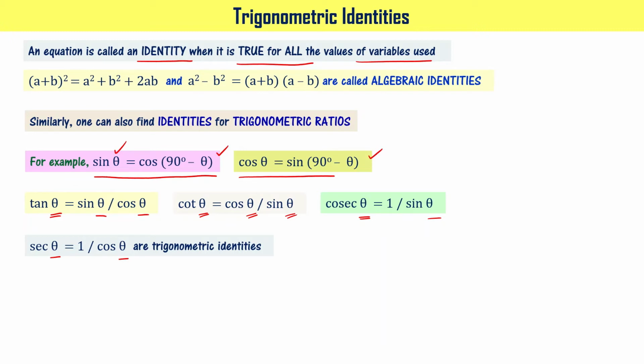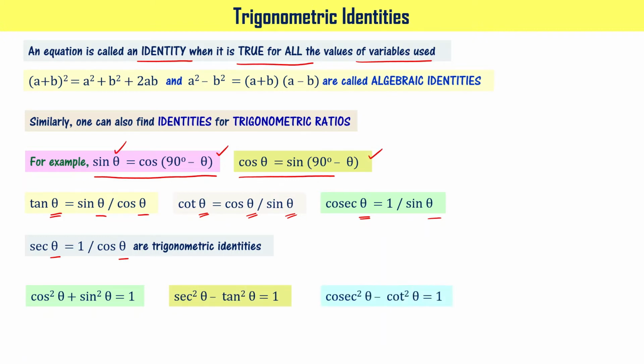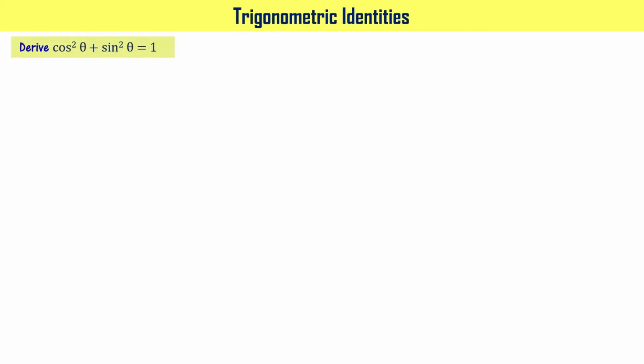In this video, we are going to learn a few more trigonometric identities. Those are cos square theta plus sine square theta equal to 1, sec square theta minus tan square theta equal to 1, and cosec square theta minus cot square theta equal to 1. Got it? Let us derive cos square theta plus sine square theta equal to 1.